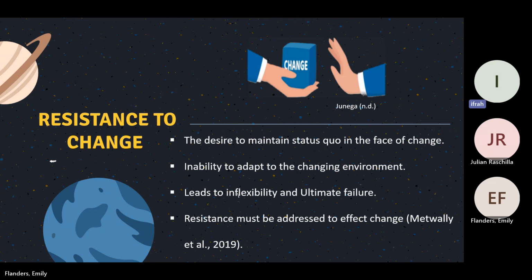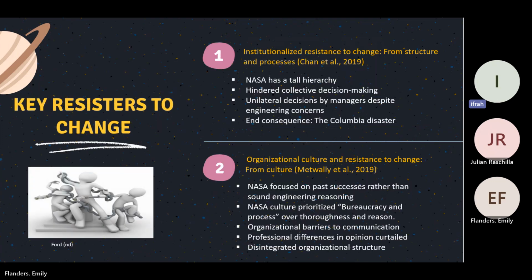In class, we have learned four forms of resistance to change, which are psychological, systems, institutionalized, and culture. From the case study, there are many reasons for resistance to change, but I'll be discussing two key resistors which played a big role in the Columbia disaster. Next slide, please. The two types are institutionalized change resistance and resistance due to organizational culture. Institutionalized change resistance is the change resistance that arises from the structure and processes within the organization.